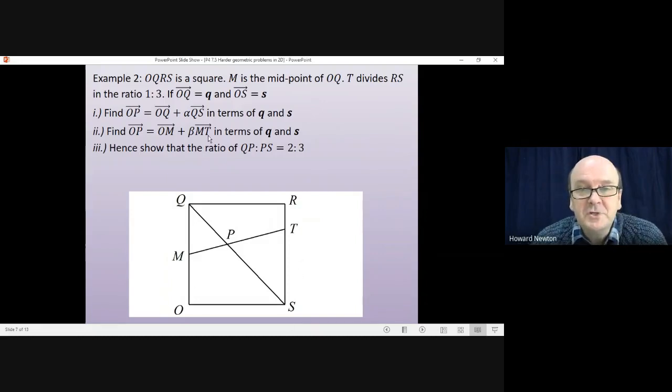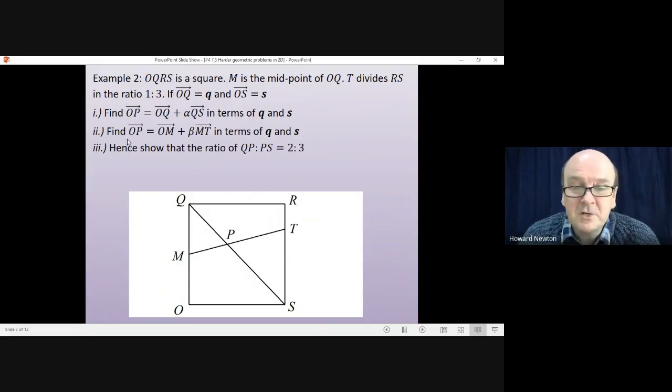If the vector from O to Q is Q and the vector from O to S is S, what we're going to do is what we did before. We're going to find the vector from O to P by 2 different routes. So first of all, we'll go from O to Q and then some fraction of the way along QS. So alpha times QS.